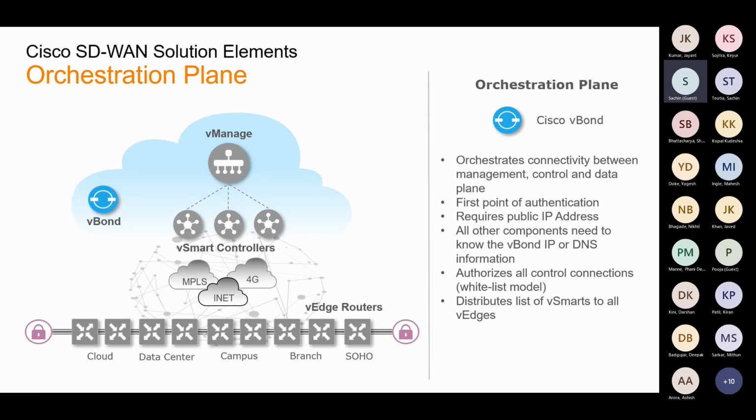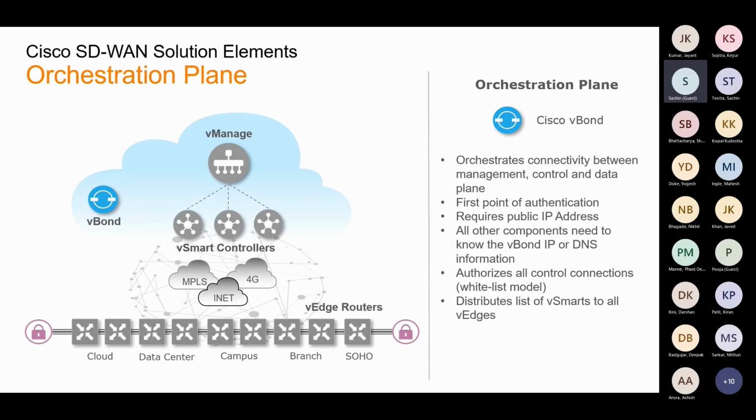It will first hit the vBond, right? It requires a public IP address. You cannot keep a private one because it should be discoverable, available on the internet. All other components need to know the vBond IP or DNS information. Whatever your edges, vSmart, vManage, whatever component you are using in your SD-WAN fabric, they should know the vBond, right? It authorizes all control connections. Basically, we do the whitelisting. And it also distributes the list of vSmart to all edges.